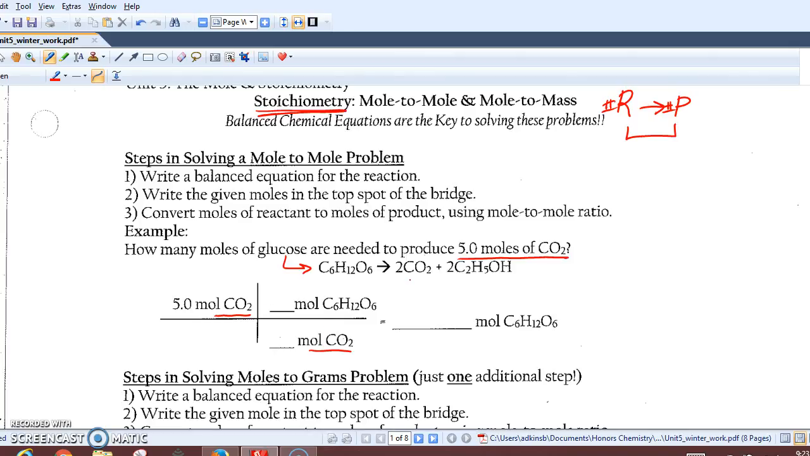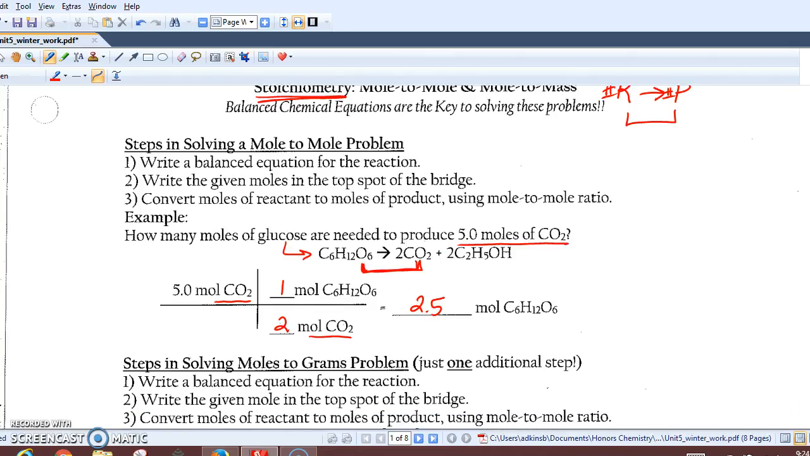So we want to know the relationship between these two. And to find the relationship, you look at the balanced chemical equation. Well, we said for every 1 mole of C6H12O6, so that's going to go there, we're going to make 2 moles of CO2. So this is a 1 to 2 mole ratio. So if we are given 5 moles, then we'll divide by 2, multiply by 1, and we get 2.5 moles of the glucose. So that's just doing a mole to mole, and that's taking the coefficients to do it.